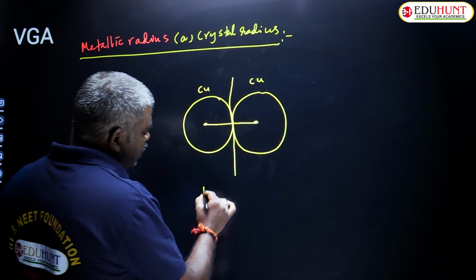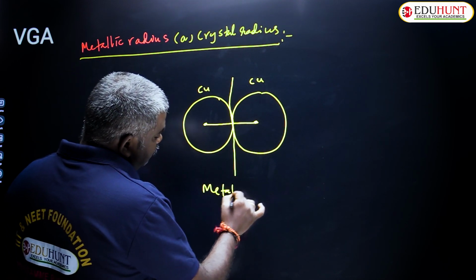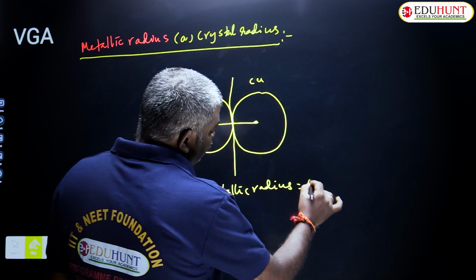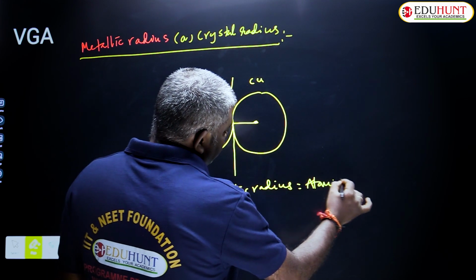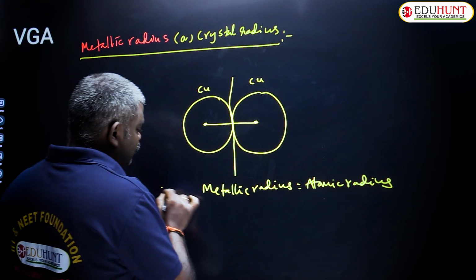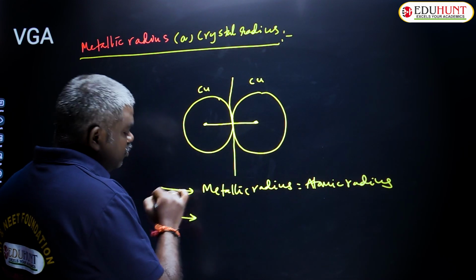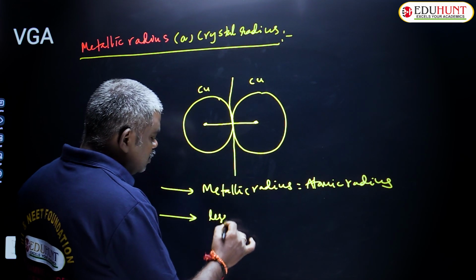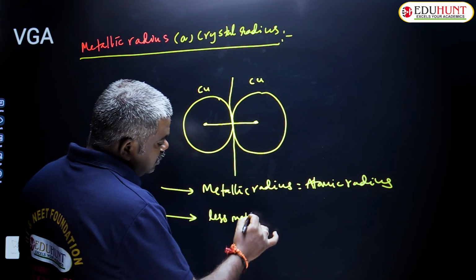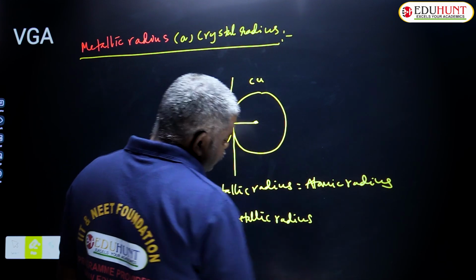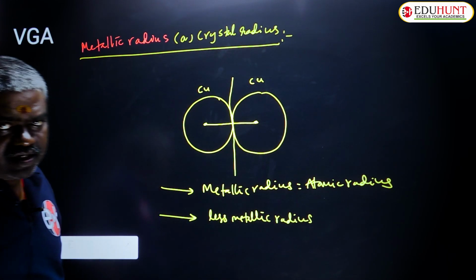In the case of metallic radius, if observed, metallic radius is equal to atomic radius. This is one point. The second point is that the metallic radius indicates strength.